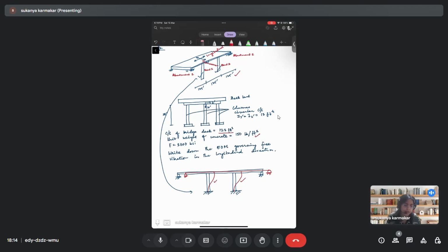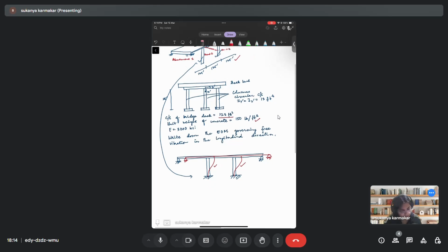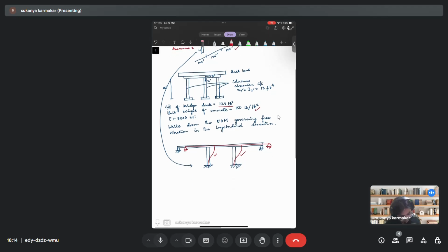Maybe I'll give you two to three minutes. You try it, and then we discuss. I think that will be a better technique. Finally, you need to write something like this. You need to find these two quantities, M and K.